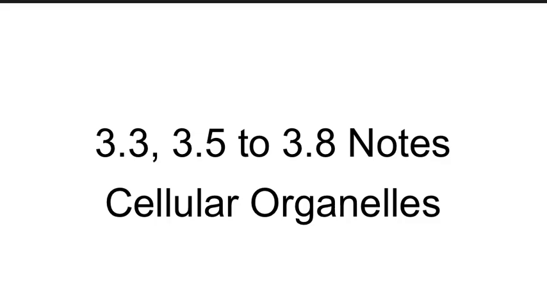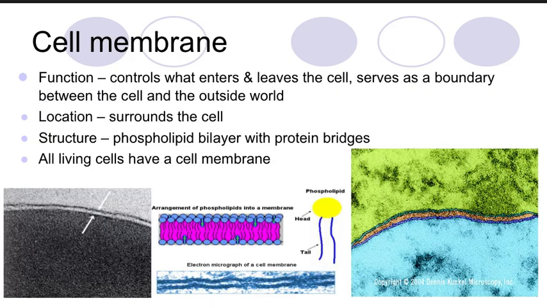Our sections today are going to cover sections 3.3 and then 3.5 to 3.8, which are cellular organelles. You're going to notice with each of these slides the function, location, and structure of each of these different things. So it's going to be important to note in your notes what it does, where it is, what it looks like, and what it is made out of.